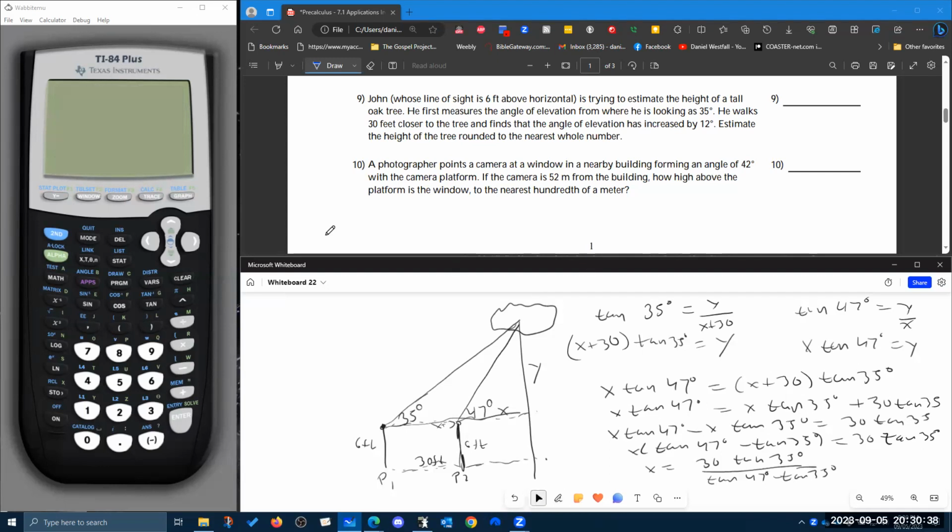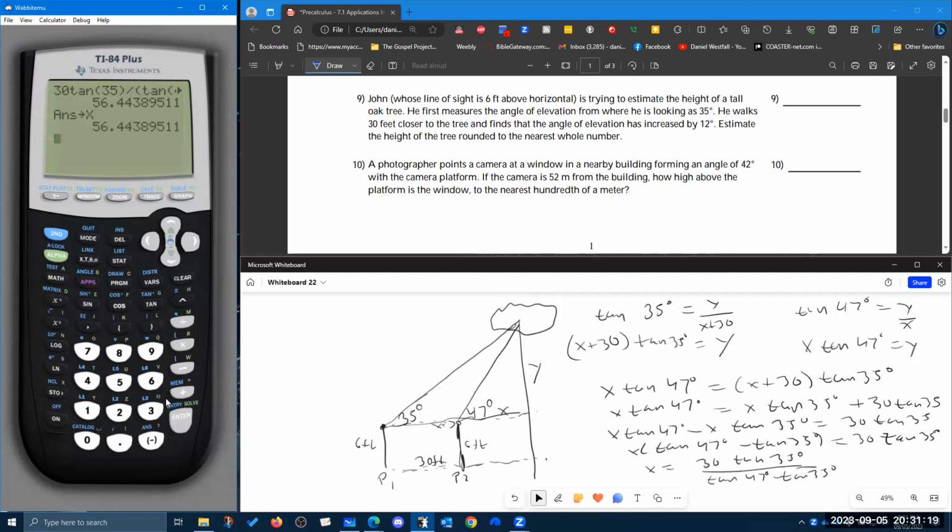So let's figure out what that is. That only gets me to what x is. That doesn't help me figure out what y is yet. But 30 tan 35 divided by the quantity tan 47 minus tan 35. Close the denominator up. I'm going to save this number. I'm going to store it as x because I need that.